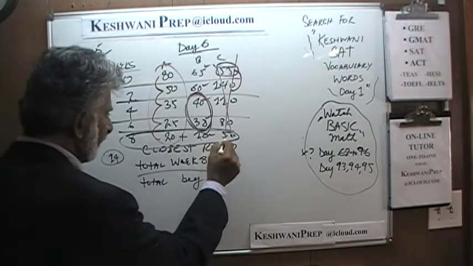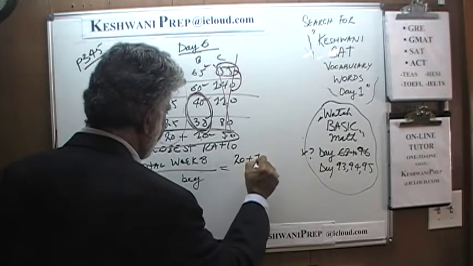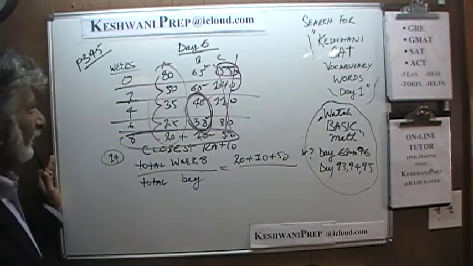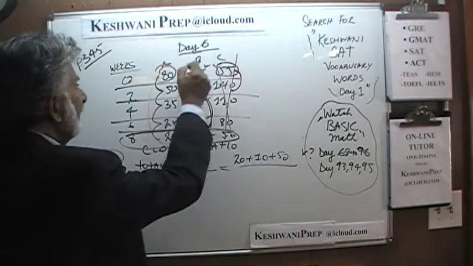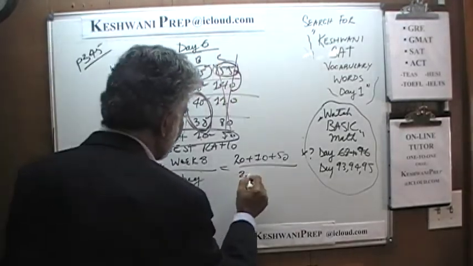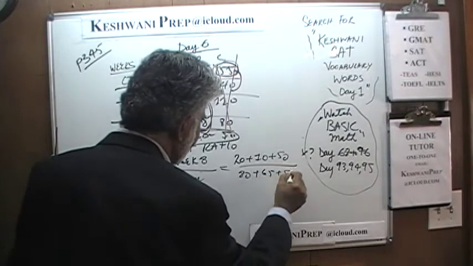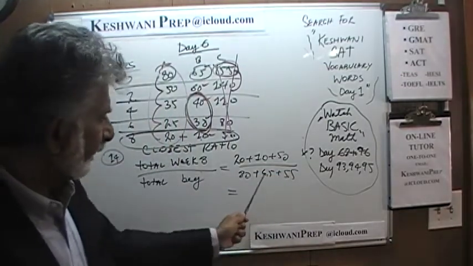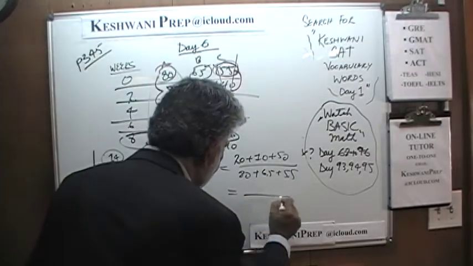20 plus 10 plus 50, let's put it here, 20 plus 10 plus 50. This is how many insects we had in the 3 colonies in week 8. And they started out with 80, 65 and 55. 65 and 55 is the same as 60 plus 60, that's 120, and 80 is 200.